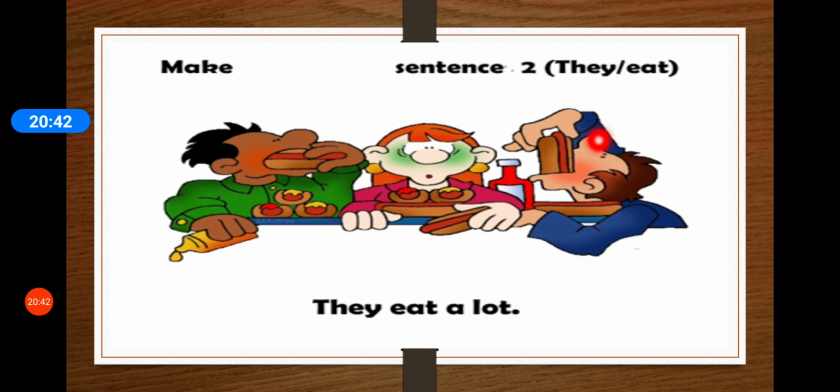Second is they, and they is the subject and eat is the verb. Now with they, we don't need to add. It is a plural, third person plural pronoun. So we don't need to add s. So they eat a lot. Yes, they eat a lot. You can see them eating so much.